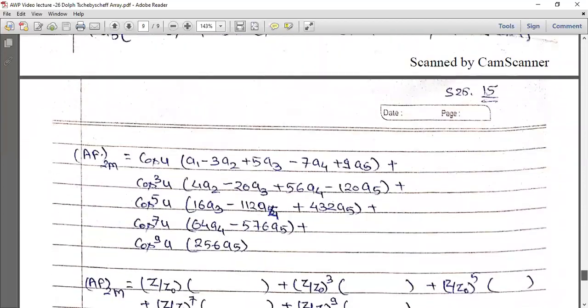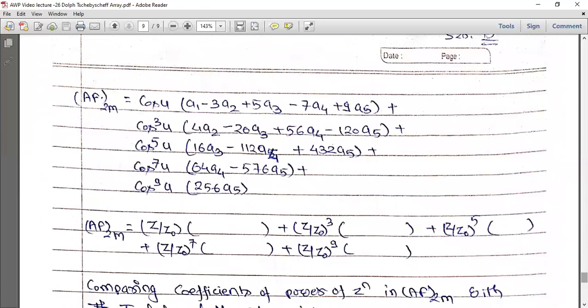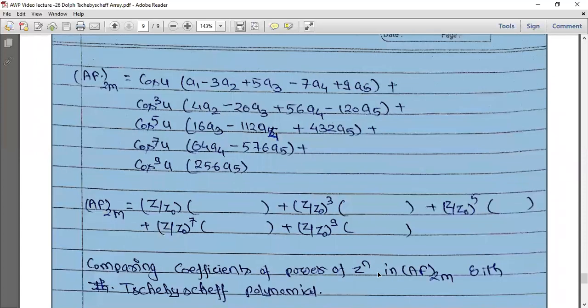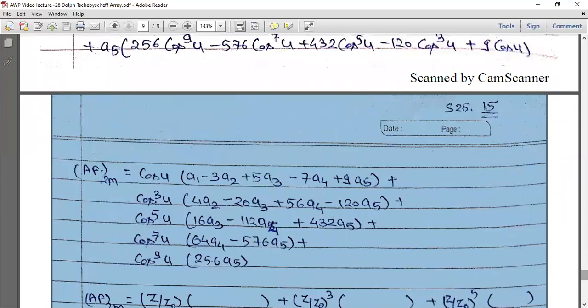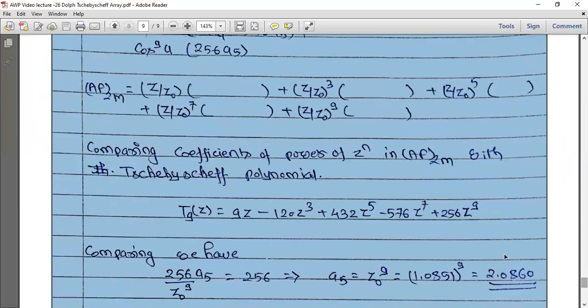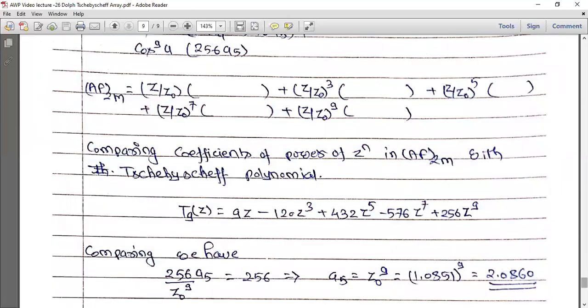So when you do that, the expression for the array factor looks like this. You replace every cos u by Z by Z0, so the expression looks like this. Cos u into this particular set of coefficients, or function of coefficients, will be here. Second one will be here. Third one will be here. And fourth and fifth one will be here. Okay. So in this manner, you find the expression for the array factor.